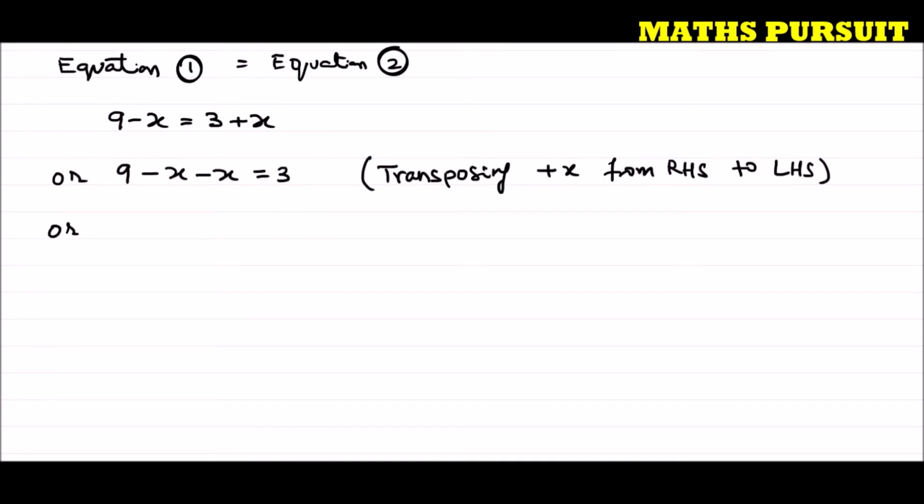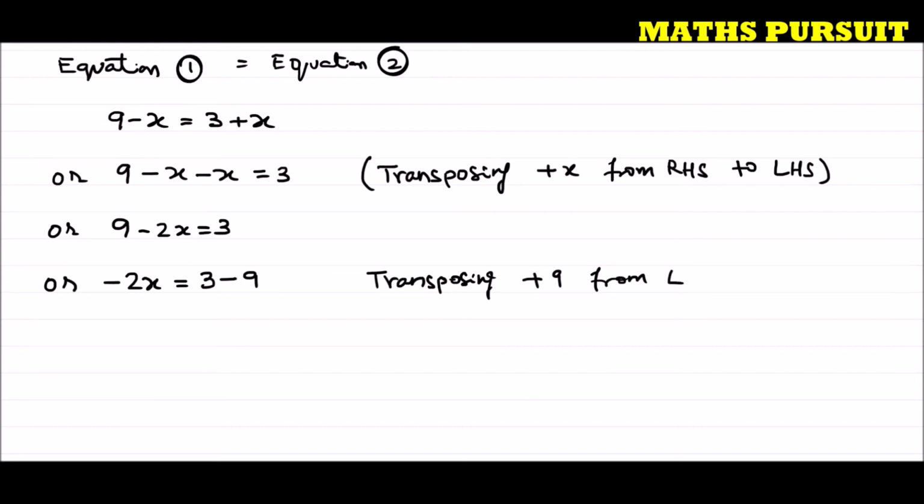Or I can write 9 minus 2x is equal to 3. Or I can write minus 2x is equal to 3 minus 9. What I am doing here? I am transposing plus 9 from the left hand side to the right hand side.